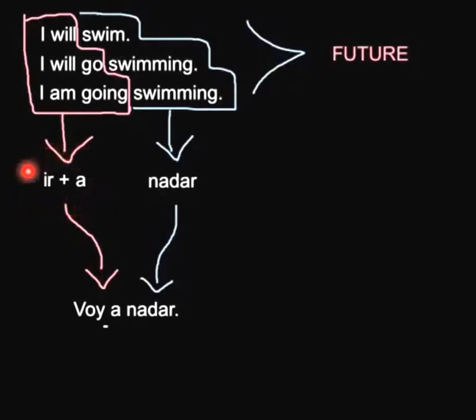Take this combination of words, ir, the verb to go, plus the word a, and then add whatever it is that you're going to be doing in the future. In this case, it's nadar, to swim. Again, you always conjugate the first verb in a verb combination. So in this case, ir, since we're talking about I, will conjugate to voy. Then we have this verb phrase, a, to talk about the future. Voy a nadar, with the other verb in the infinitive.